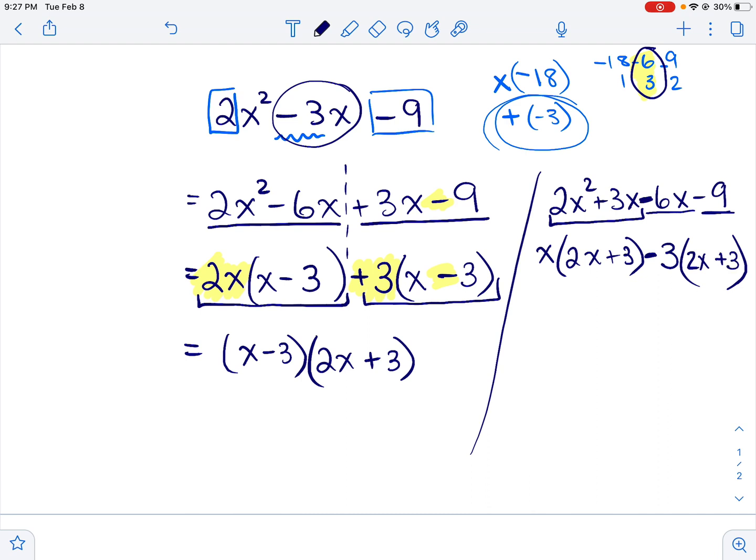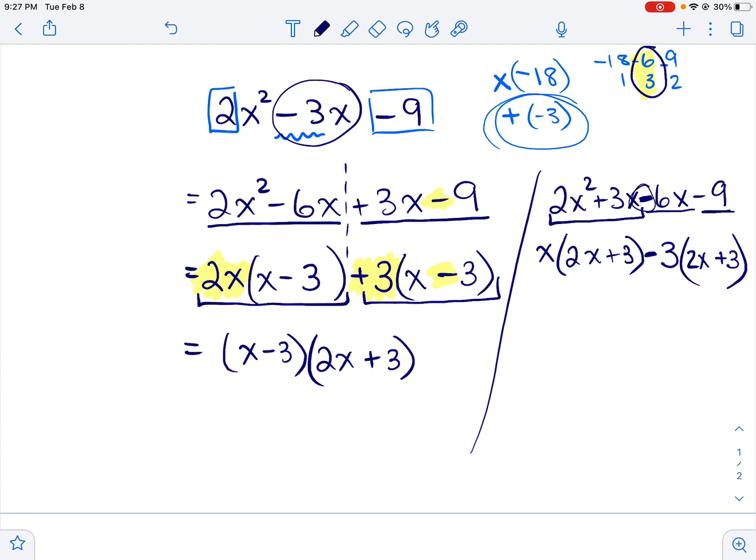So just be careful of your signs. When you factor out a negative, really pay attention to your signs. So then my final answer here, after I factor out 2x plus 3, I would have x minus 3. So you see, you get the same answer. Doesn't matter what order the brackets are in. All right, and that's decomposition.